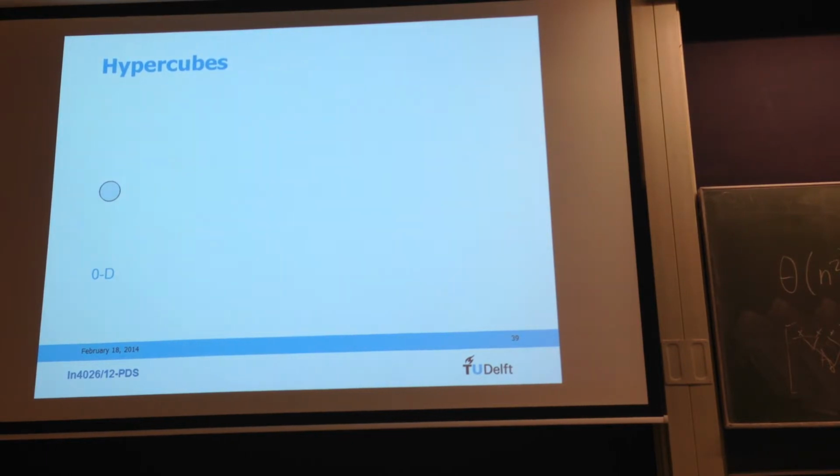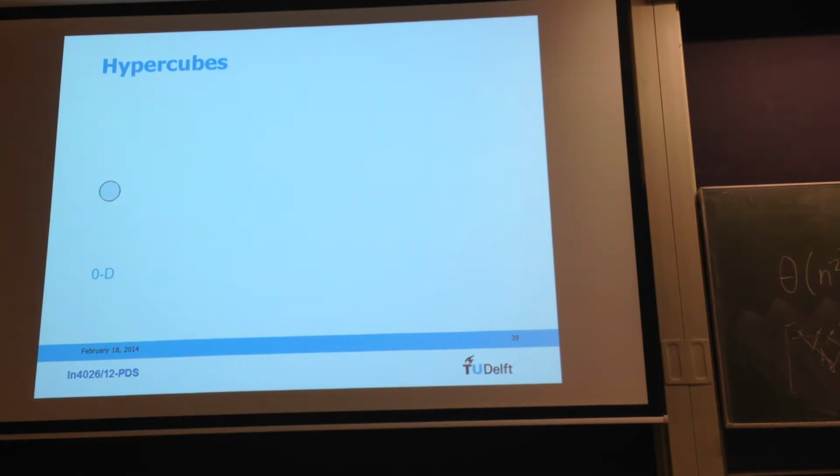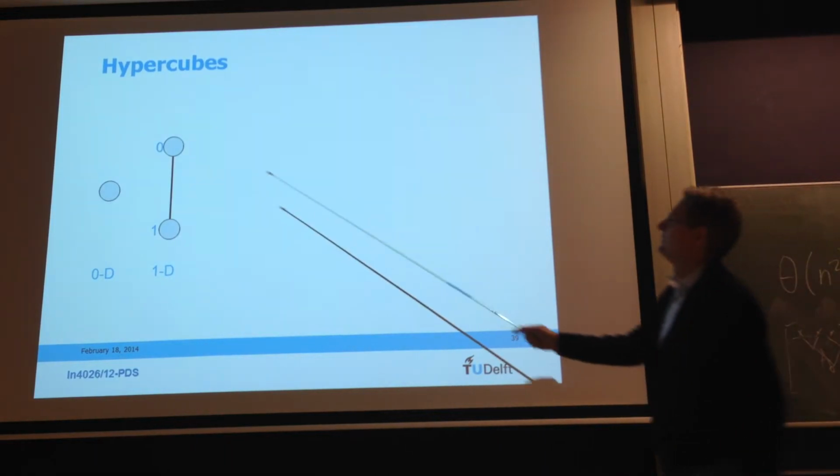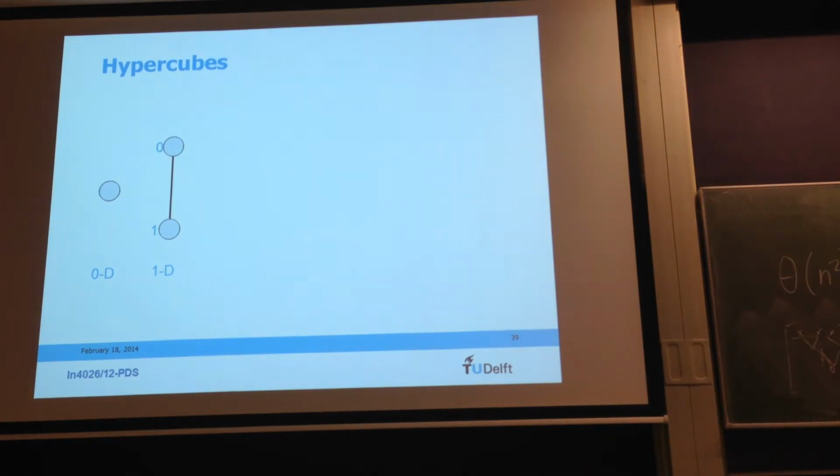It's called Hypercubes. Because you're thinking what's next to a 3D mesh? Well, that's the Hypercube. How does it work? You start with one processor. You duplicate it and number the top one with 0 and the bottom one with 1. So then you have a 1D array, right?